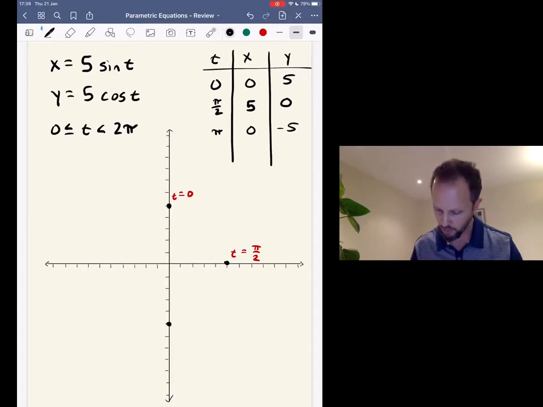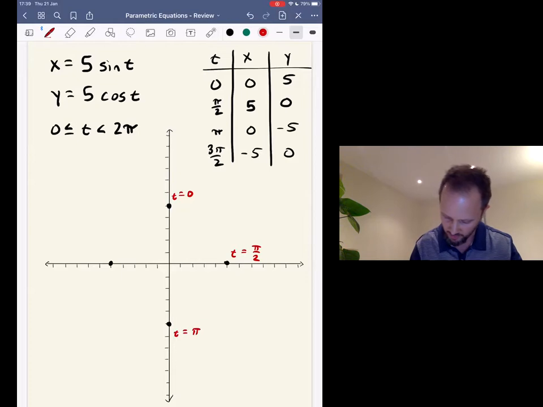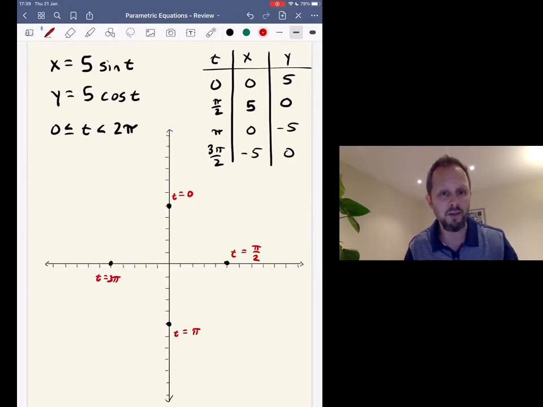And then you'd probably plug in 3 pi over 2. You can probably guess where we're going with this. 3 pi over 2 ends up being -5, 0. That's there. I'm going to go ahead and mark this as t equals pi and t equals 3 pi over 2. And then you can probably guess that when you plug in 2 pi, you return to where you started.